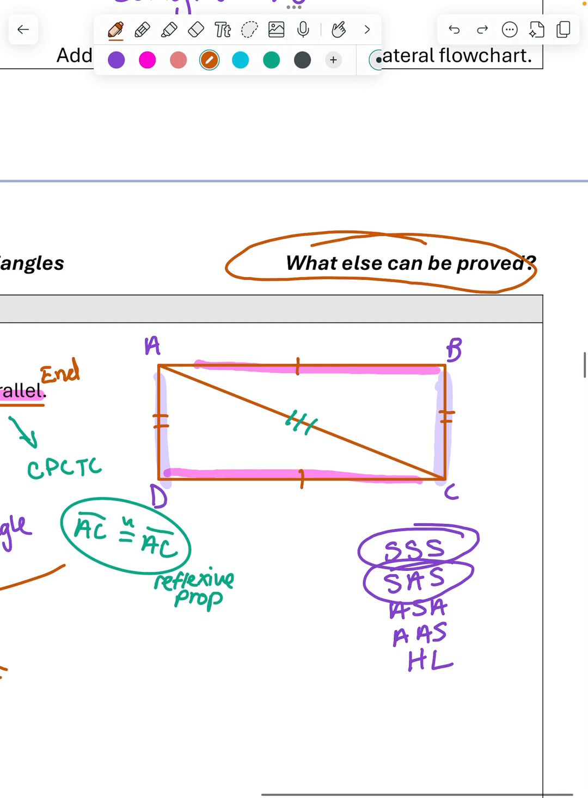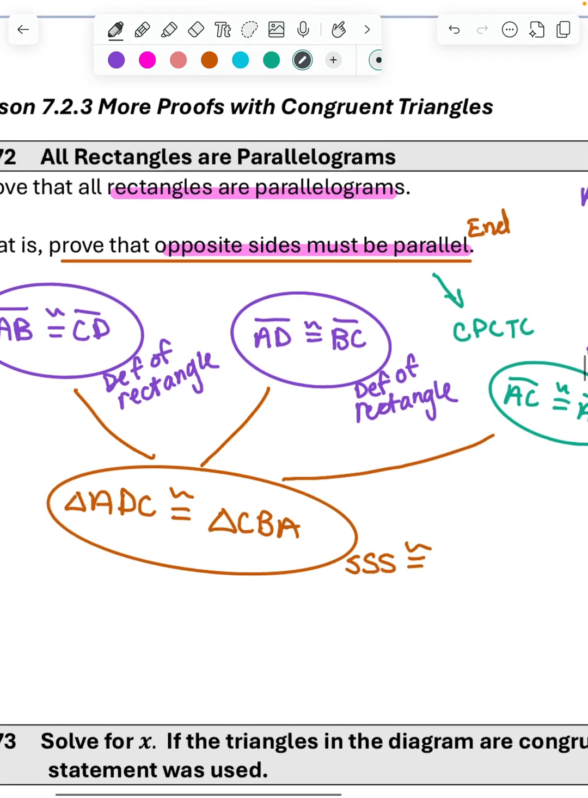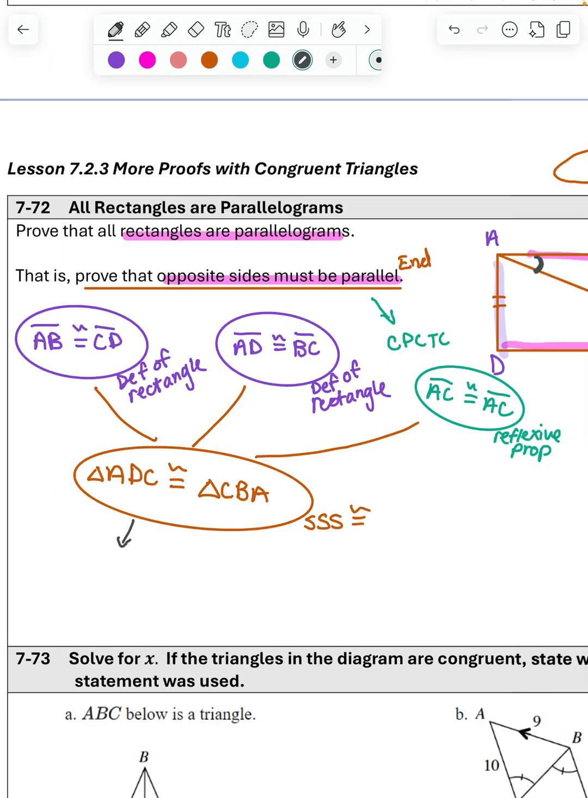Because my two triangles are congruent, I'm allowed to pick on little parts of the triangles. For instance, corresponding angles. So angle BAC here and angle DCA, those are equal, kind of like saying my left eyeball is equal to my right eyeball because I've proven that the left side of my face is equal to the right side of my face. And those are alternate interior angles. So I'm on the right track here.